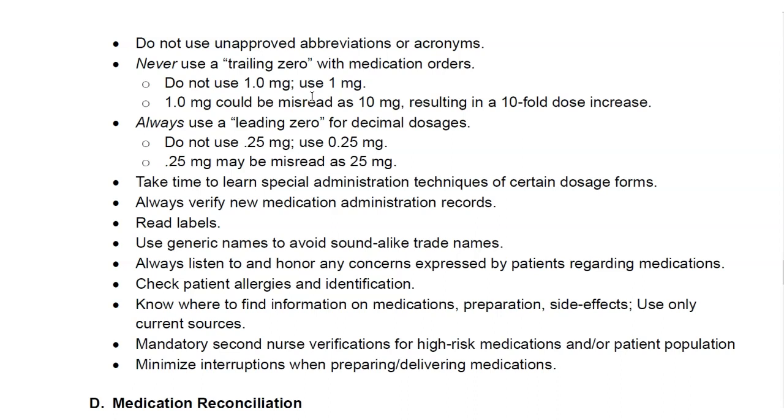Now, check for allergies. Check for patient identifiers. Know where to get information, how to prepare the medication, and what the common side effects are. Use current and reliable resources. And again, for certain high-risk medications, they need to be double-checked with a secondary licensed person or a nurse. And also, we have to minimize interruption when somebody is preparing or administering medications.